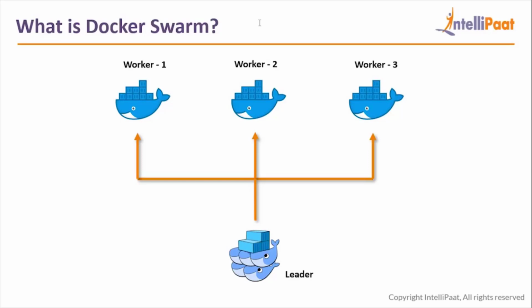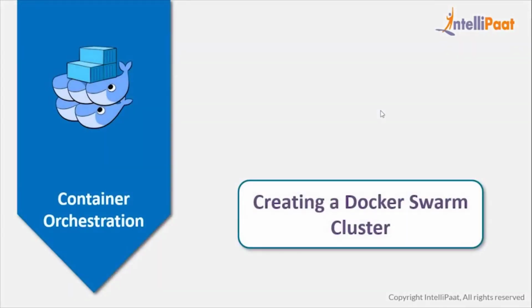So in the swarm there will be one machine which will be called the leader, which will basically tell the workers what to do, and the workers will have the containers running on them, right? So you have the leader, like we have it over here, and then you have multiple workers which are running on the cluster, and these workers will run the containers that we want to launch. So this was about Docker Swarm, but this is not it.